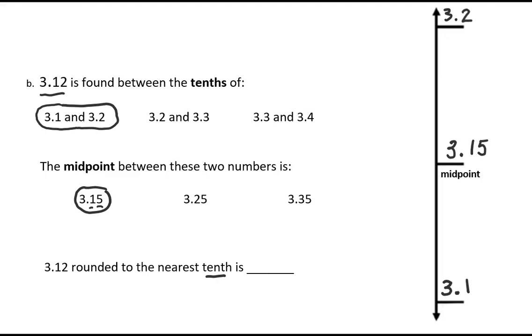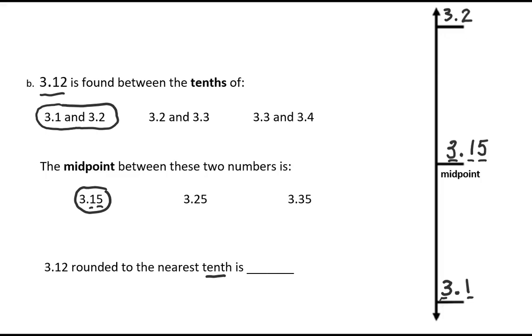So you can see the pattern here. The 3 is the whole number. The 1 is in the tenths place. And then the 5 would be the midpoint, the 5 in the place value to the right.